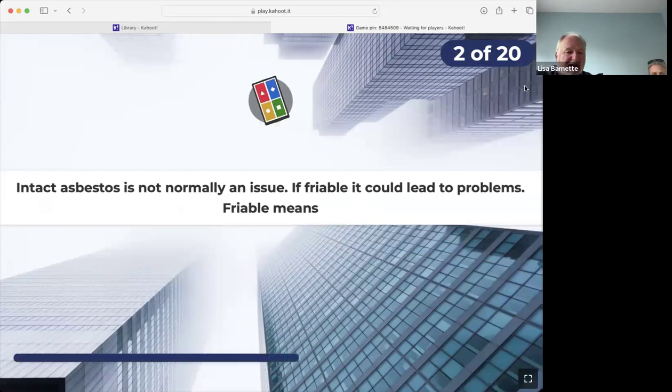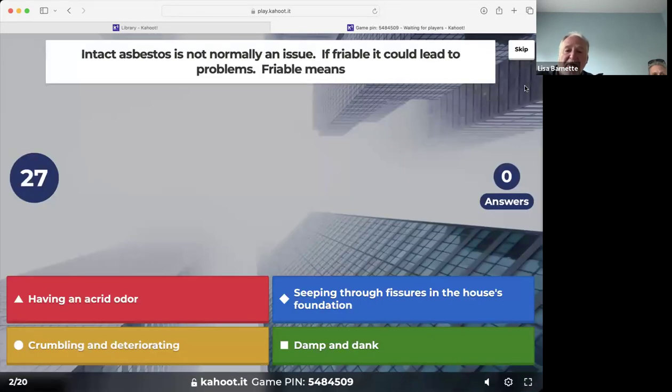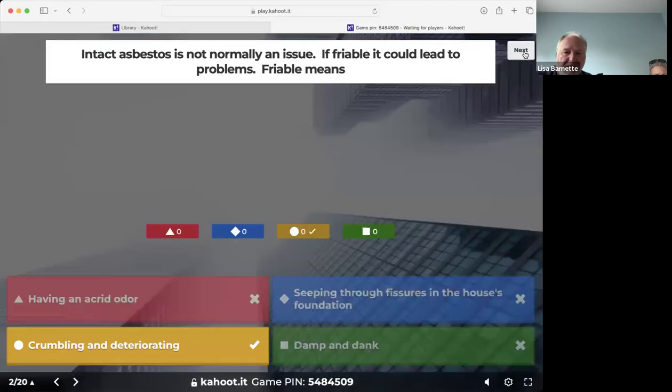Intact asbestos is not normally an issue. If it's friable, it could lead to problems. Friable means: A, having an acrid odor; B, seeping through fissures in the house's foundation; C, crumbling and deteriorating; D, damp and dank. Friable means crumbling and deteriorating. And worse yet, when asbestos crumbles and deteriorates, it becomes airborne because it's such a small, light fiber. That's when you can breathe it in, and that's when the concern for lung cancer appears.